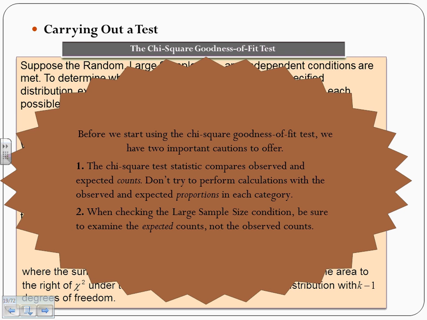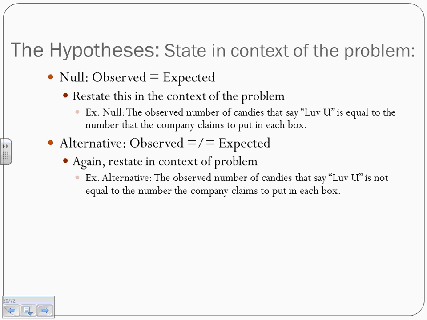Okay, so before we start using the chi-squared goodness of fit test, we have two important cautions to offer. The chi-squared test statistic compares observed and expected counts. Don't try to perform calculations with the observed and expected proportions in each category. And when checking the large sample size condition, be sure to examine the expected counts, not the observed counts. A lot of people, when they check for the large sample size, will only look at the observed counts, but you need to always find the expected counts on these and all of the chi-squared tests.